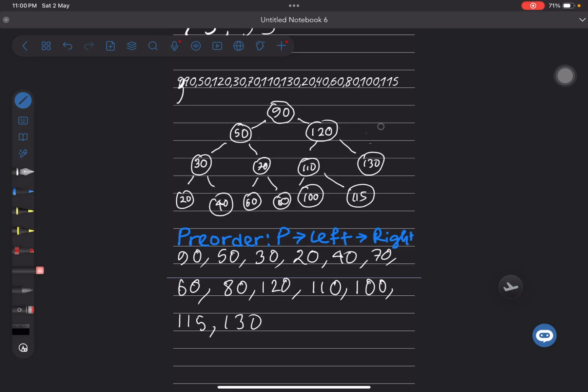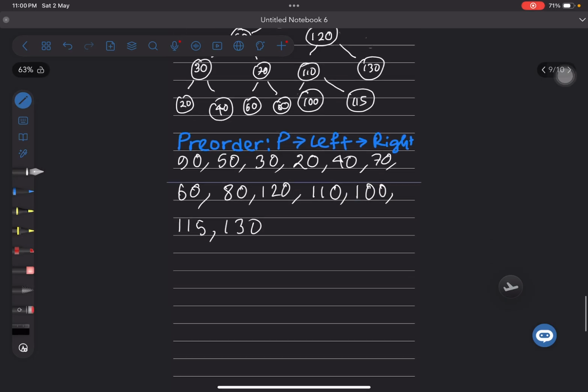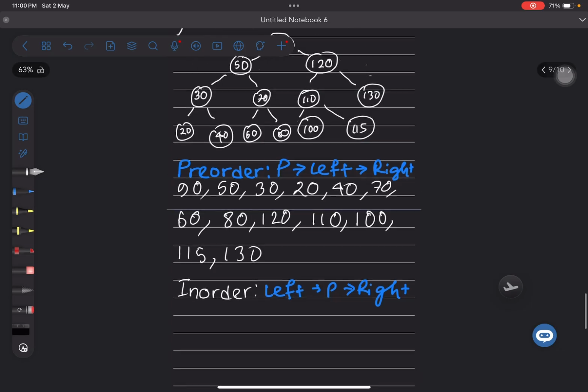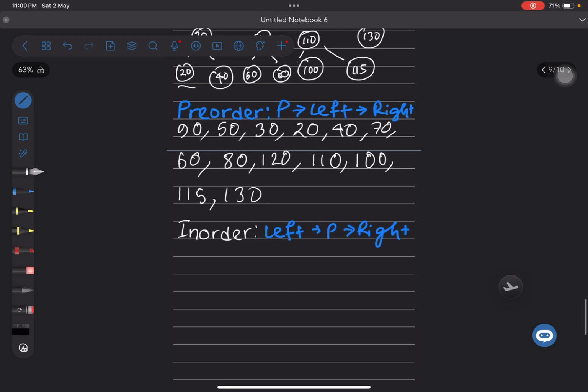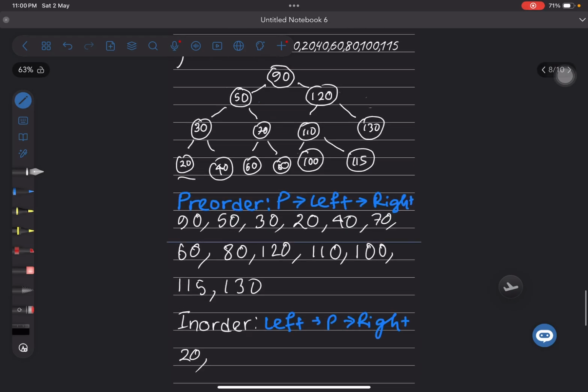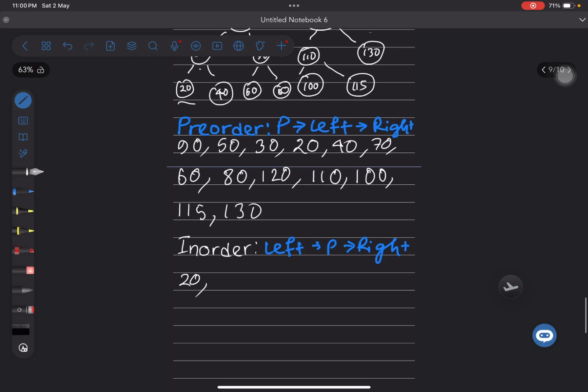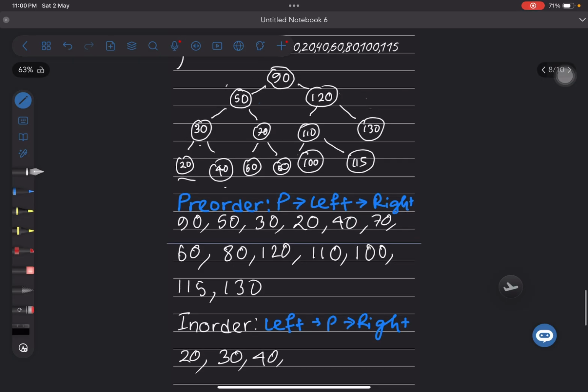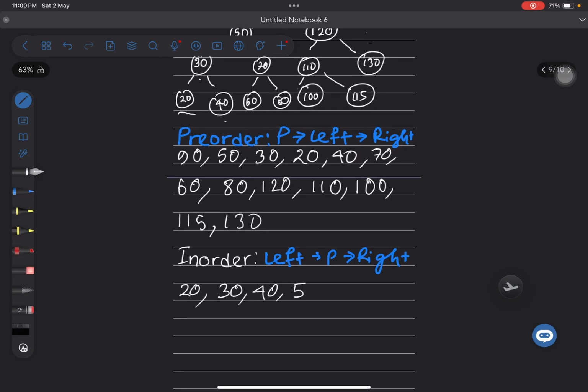Even though I told you the trick that in order is always sorted, we will still do it how it is meant to be done, which is left, parent, and then right. So what is the absolute left? 20. Who is the parent of 20? 30. What is to the right of 30? 40. This thing is done, so we go back to the parent, which is 50.